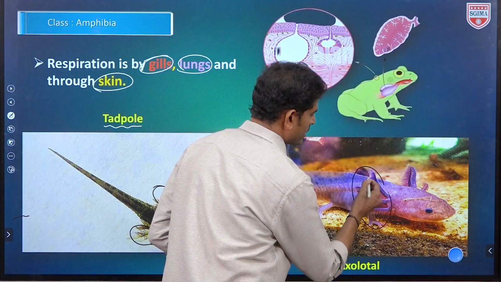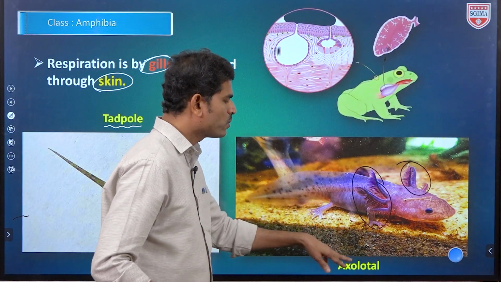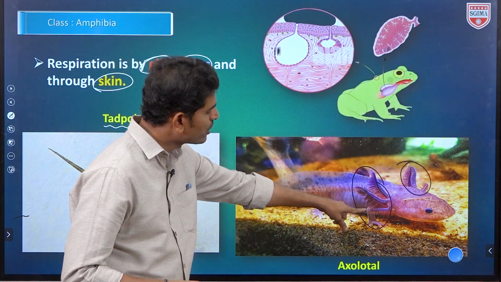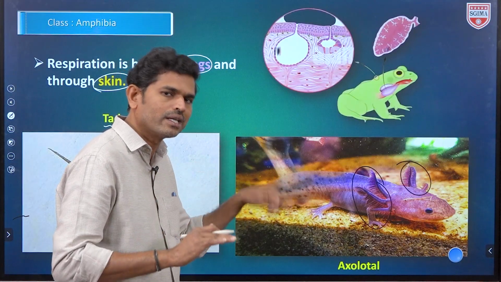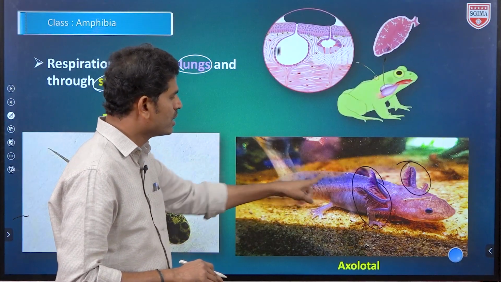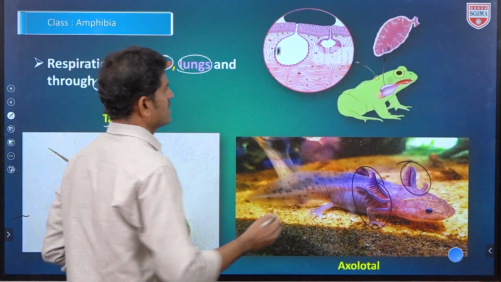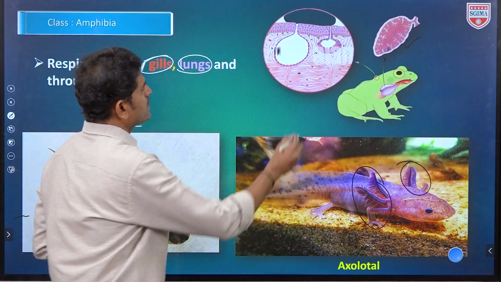In the axolotl larva, look here, there are some bristle-like structures. The axolotl is the larva of a salamander, and it also contains external gills. Gills covered by the operculum are internal gills. So these are external gills, and they help in the exchange of gases. Next one is the lungs. Here the lungs are in the adult condition. And next one is skin.